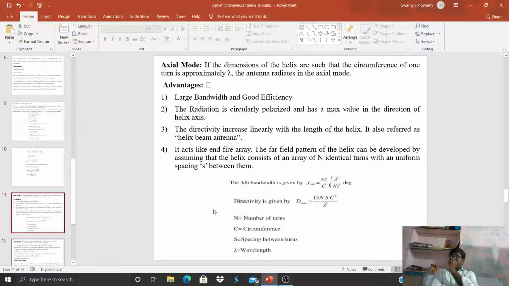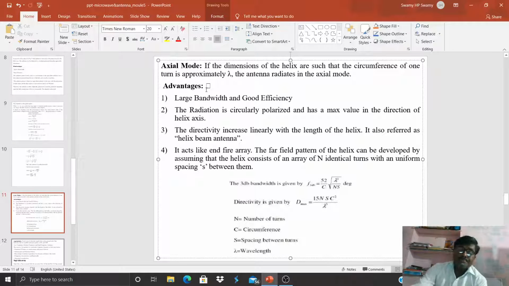If you want to observe which mode your helical antenna is working in: the helical antenna works in axial mode when the dimensions of the helix are such that the circumference of one turn, one ring or one circle made by the helical conductor, is approximately lambda. The antenna then radiates in axial mode. What are the advantages of this axial mode operation?